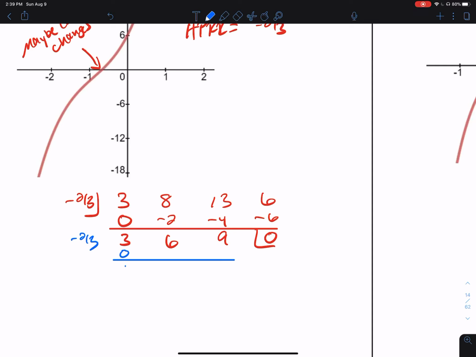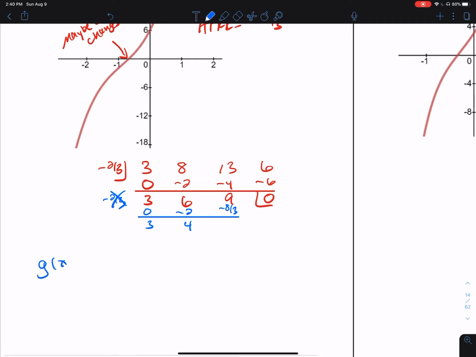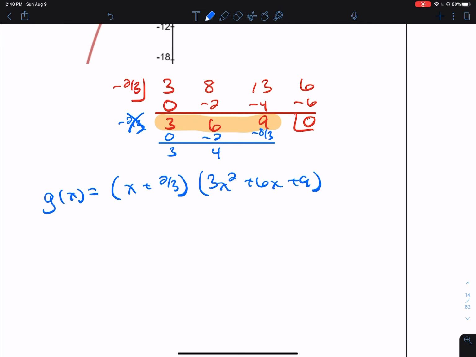Whoops. It's negative 2, 4. Oh, now I'm in trouble. It's going to give me negative 8/3. So it did not work the second time. So here's what we know. We know that g of x factors into x plus 2/3 and 3x squared plus 6x plus 9. To make my life easier, I'm going to factor a 3 out of these terms. Put it all the way to the front, because that's usually how we write coefficients.